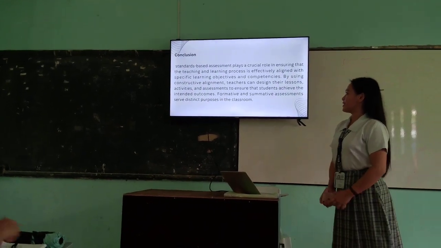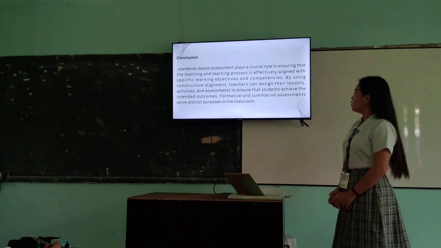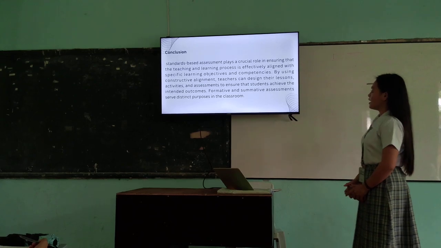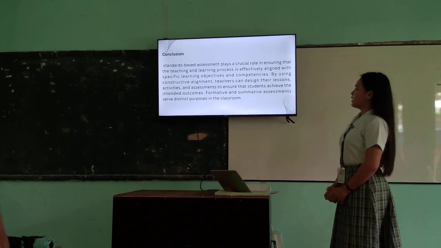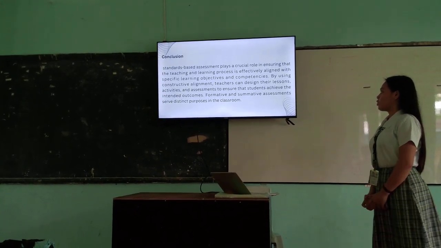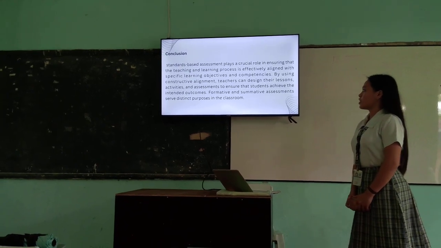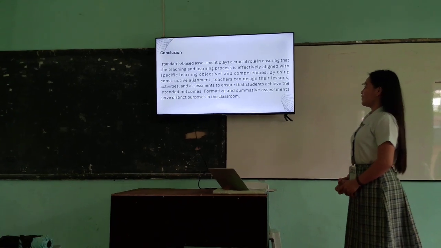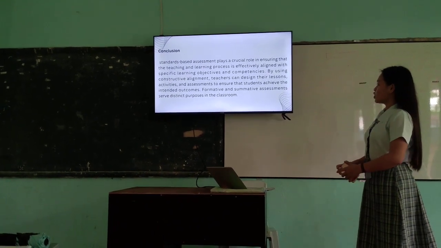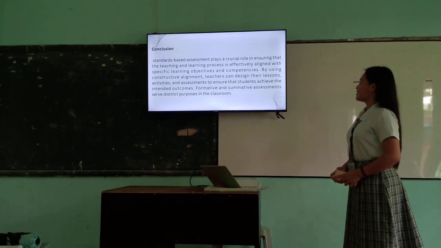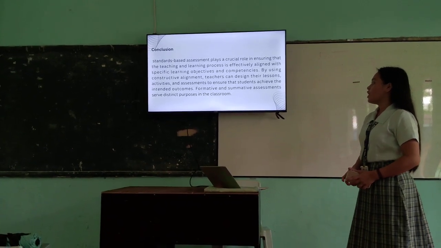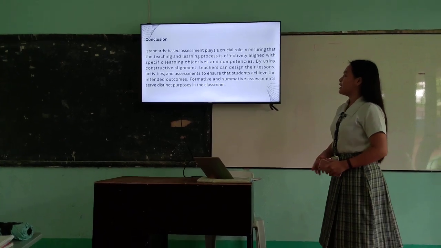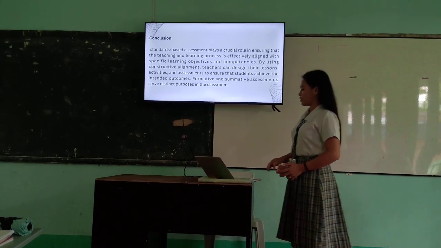Conclusion. Standard-based assessment plays a crucial role in ensuring that the teaching and learning process is effectively aligned with specific learning objectives and competencies. By using constructive alignment, teachers can design their lessons, activities, and assessment to ensure that students achieve the intended outcomes. Summative assessment serves distinct purposes in the classroom.